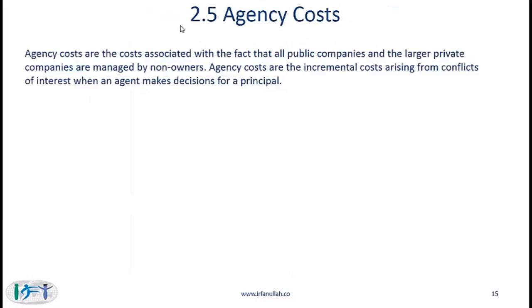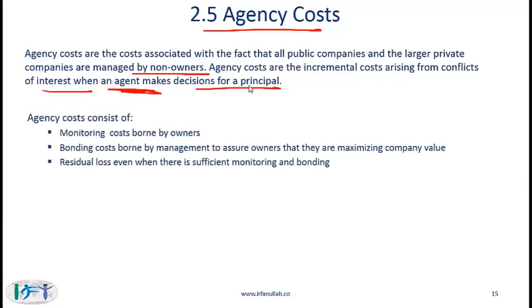Next, we cover agency costs. Agency costs are the costs associated with the fact that all public companies and large private companies are managed by non-owners. Agency costs are the incremental costs arising from conflicts of interest when an agent, so this is the management team, makes decisions for a principal. Principal is the owner or the shareholder. So what goes on over here?